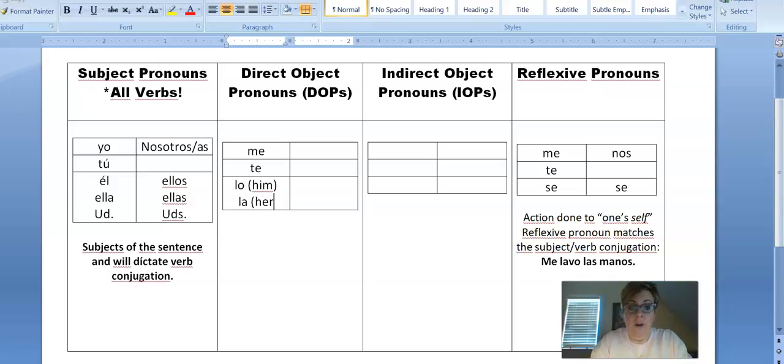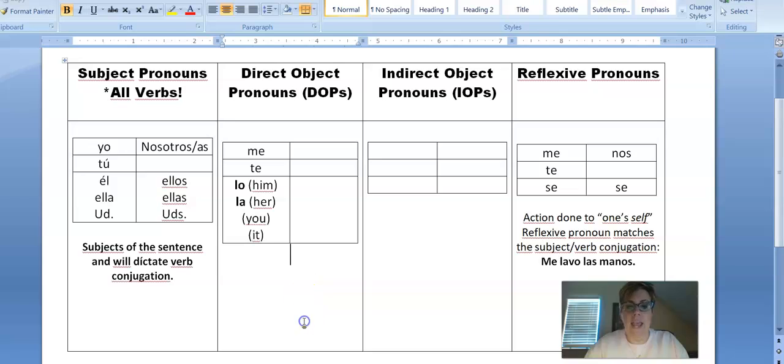Or her. It can also translate as a singular you, if it's formal. And it can also be an it, one of our objects. So if we have a singular object, and that singular object is what we did something to, and that singular object is masculine, we would replace it with a lo. If the singular object is feminine, we would replace it with a la.